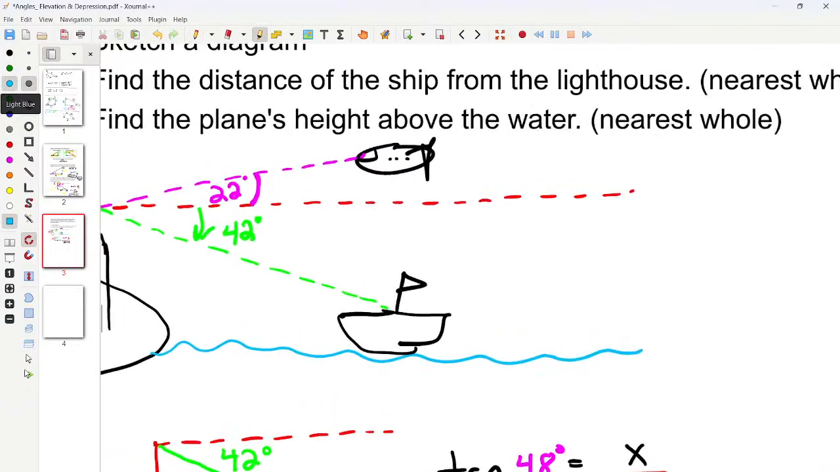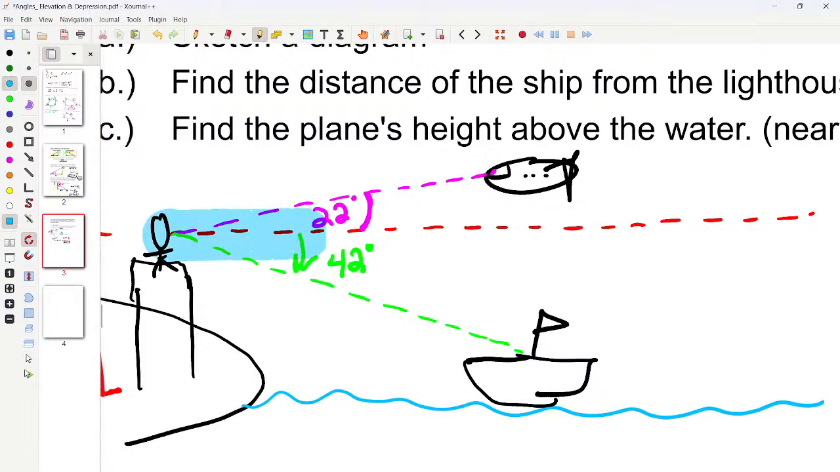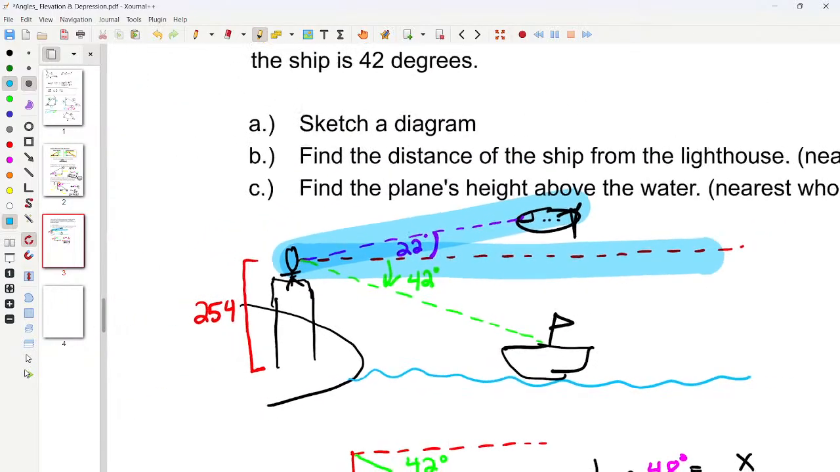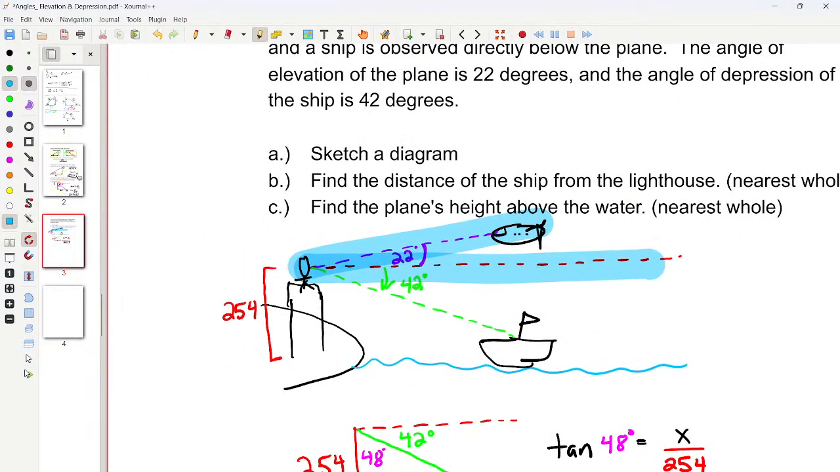I'll highlight it here. So again, if I looked straight ahead, that would be 0. I'm looking up at a plane. Interesting question. Find the plane's height above the water. I'm going to draw the right triangle. Clean that up a tiny bit. This is ultimately what we're going to focus in on. I can find this. Is this the height above the water? It's super close. Out of 5 points on a test, you'd get 4.